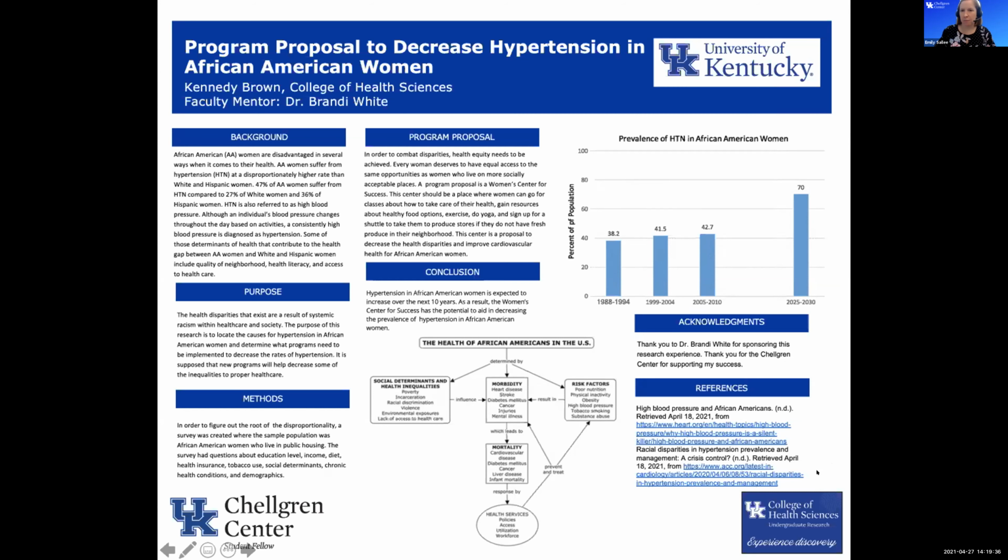Kennedy, can you tell us a little bit more about the survey? I'm kind of wondering how many questions were on it and how it was distributed. So for each section of the survey, like I mentioned, tobacco use, social determinants of health, there are probably around 10 questions. And so the survey was distributed to women who lived in public housing, since that's a more specific population to work with. And so that's how the survey was distributed to women in public housing.